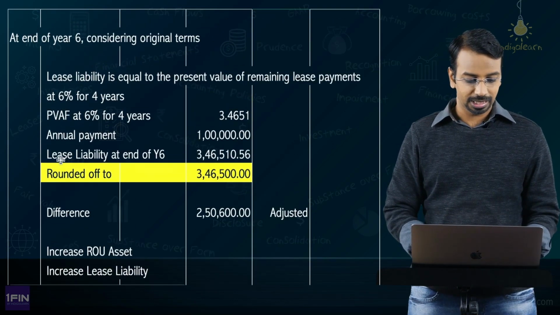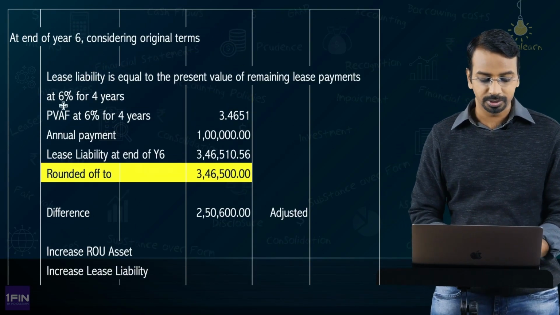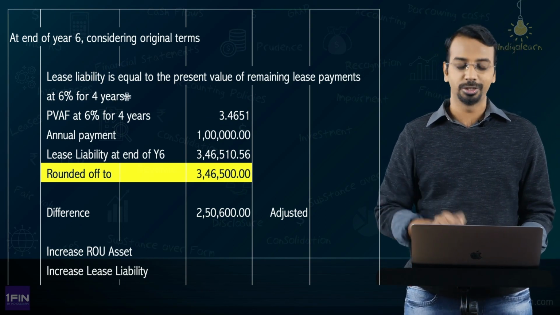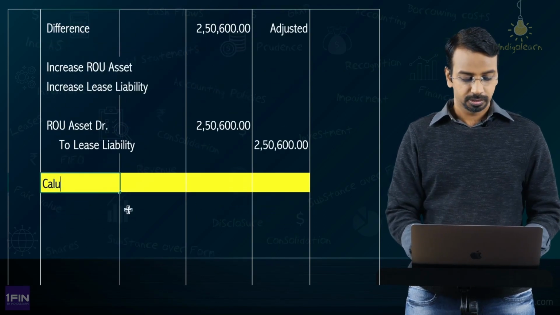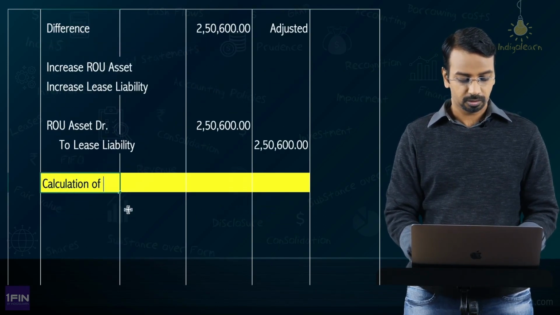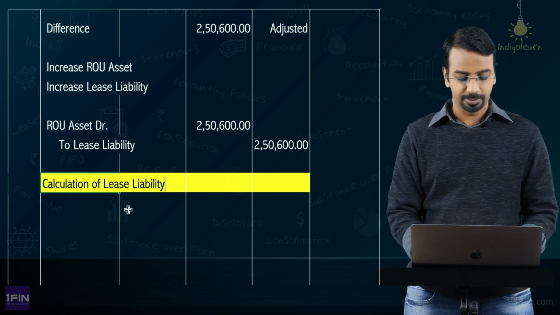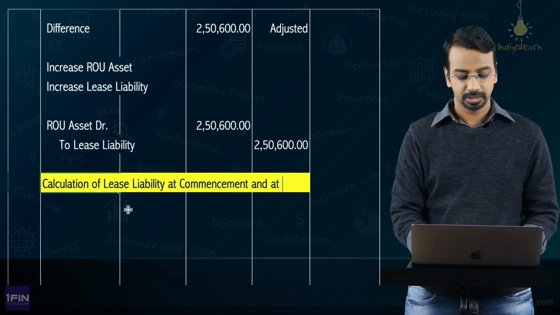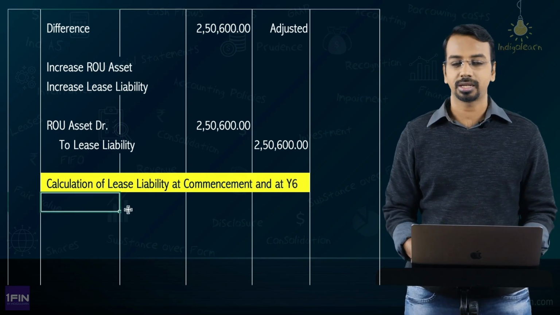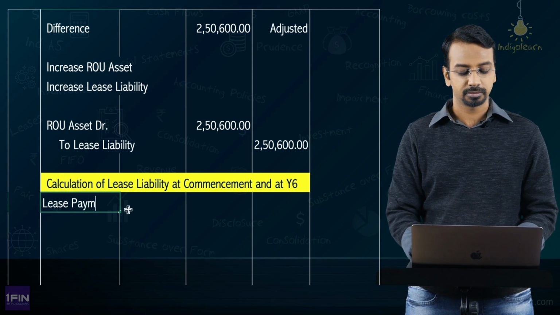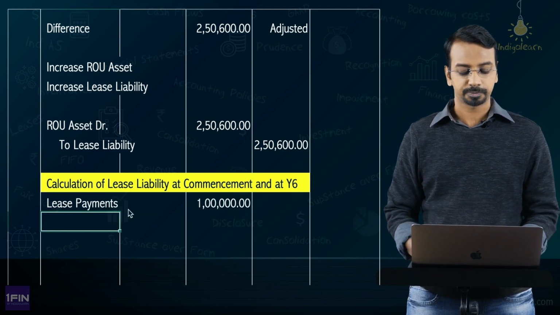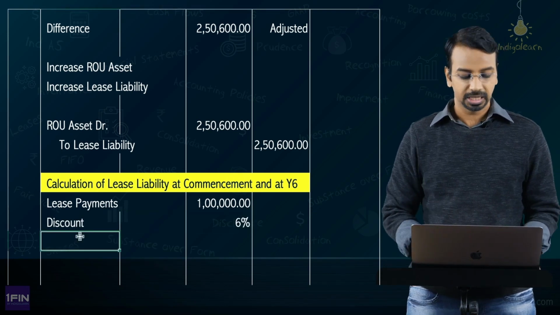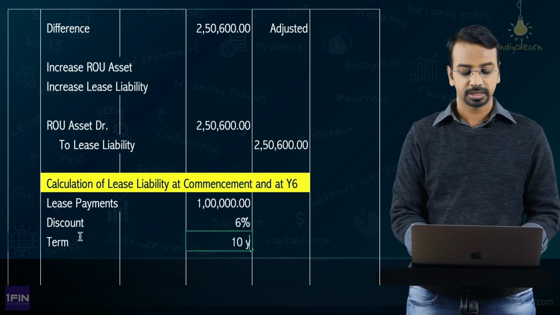Now, this part that we calculated, what should have been the lease liability at the end of year 6? That can also be done by preparing a lease liability schedule. Let us look at that. So, what are you doing? Calculation of lease liability at commencement and at year 6. How do we calculate it at commencement? You will take lease payments. Lease payments is 1 lakh. Then discount rate is 6% and term is 10 years.